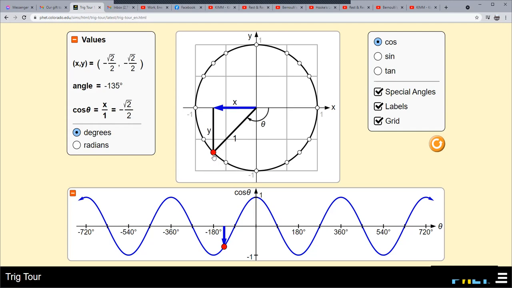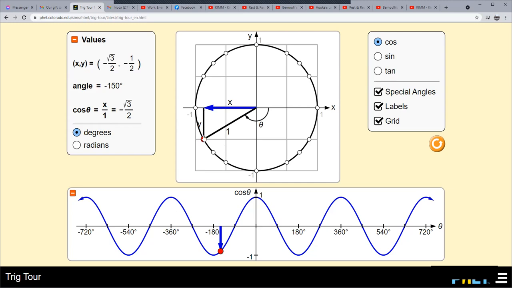The same is true for a 135-degree angle: negative sign for x and y, and we have the same value, square root of 2 over 2, for x and y. Now, moving it to negative 150 degrees, we are still in the third quadrant, with a negative sign for x and y. The x becomes negative square root of 3 over 2, and y is negative 1/2.